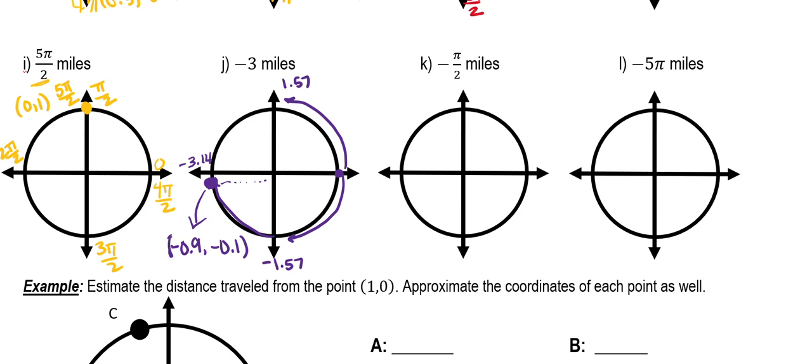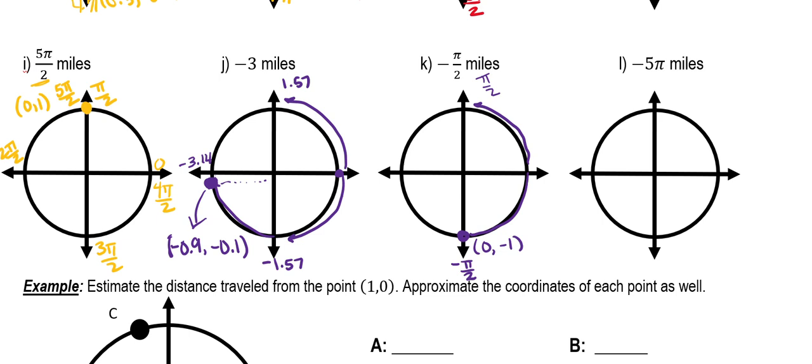All right, so now we have negative pi over 2. Well, I know that if I went the quote-unquote regular way, then that would be pi over 2. But they want me to go the opposite. So go the opposite way the exact same distance. So that would take us down here, and that is our negative pi over 2. And that coordinate point, well, that is 0, comma, negative 1.